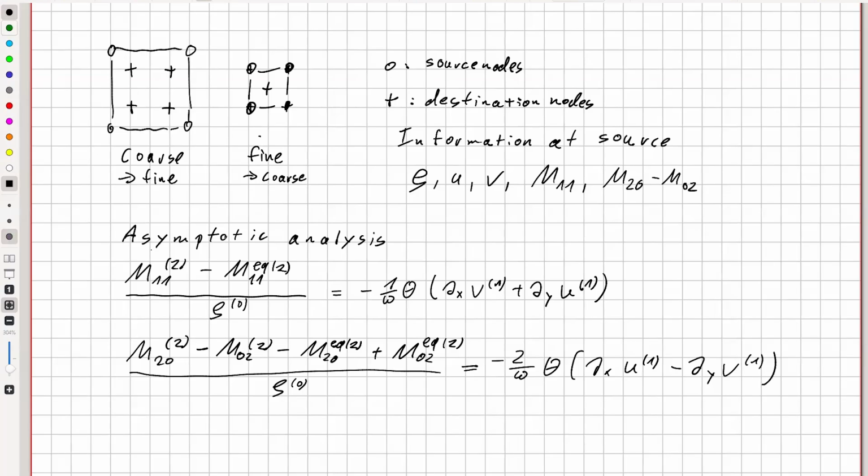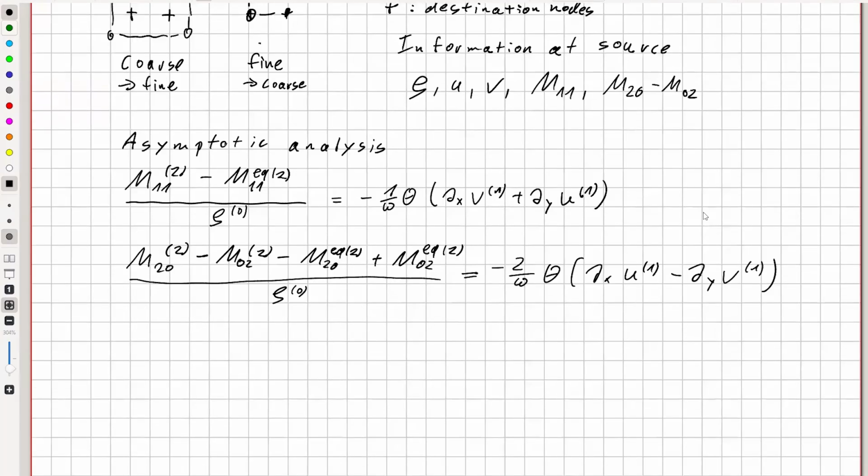So we know the velocities and we know their spatial derivatives. With the spatial derivatives, we can increase the order of the interpolation that we use. So say we make an ansatz for second order interpolation.